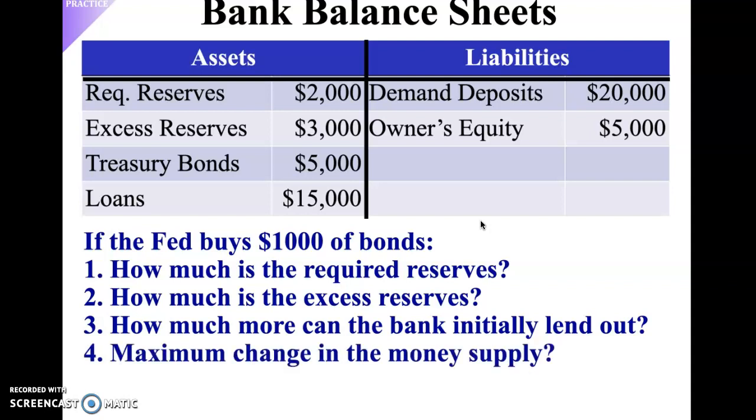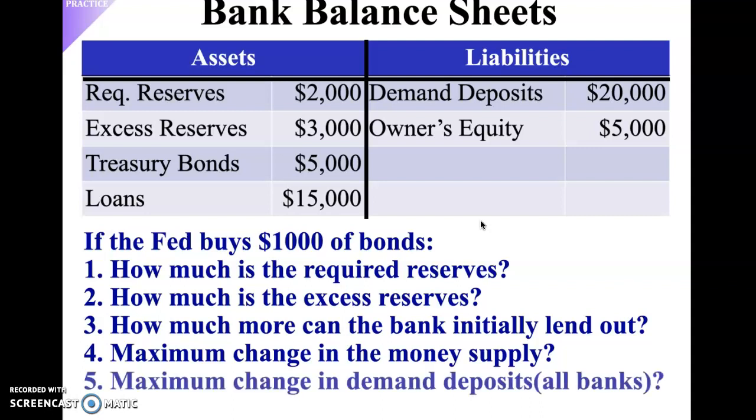What's the maximum change in the money supply? Well, the maximum change from that $1,000 will be multiplied by 10. All right, and I got that because the reserve ratio is 10% or 0.1, and 1 over 0.1 is 10, which is your multiplier. So apply that to the $1,000, you'll get $10,000. So the maximum change in the money supply is $10,000. So the maximum change in demand deposits of all banks is going to be that $10,000.